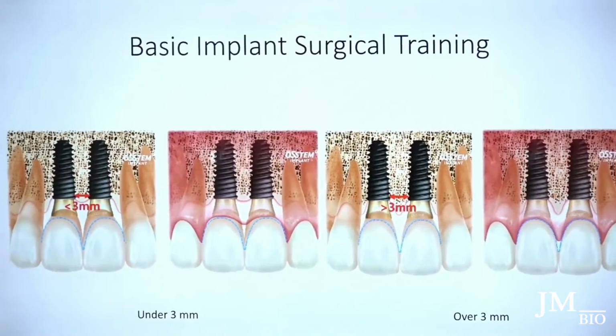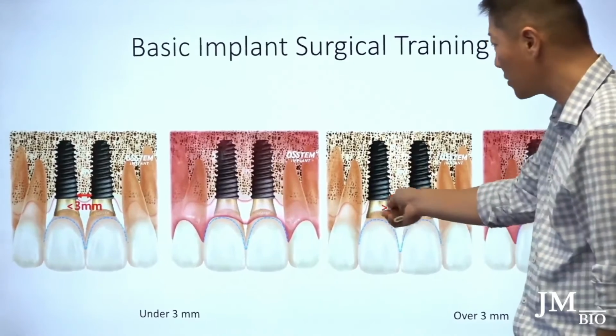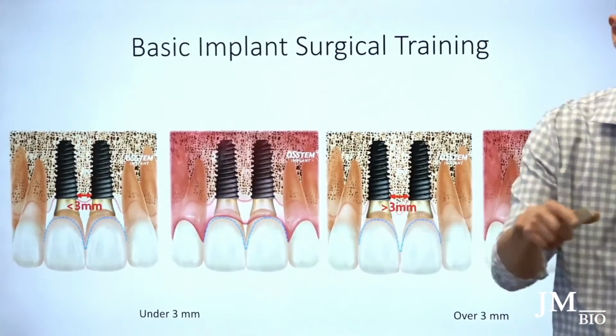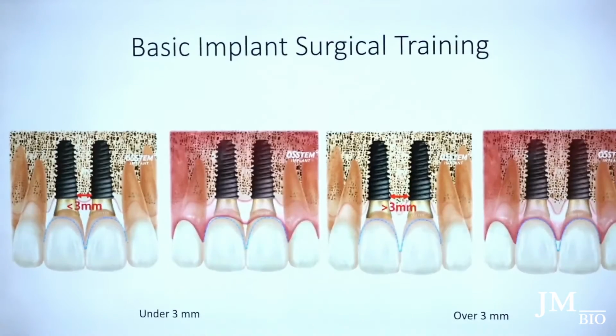If the implant is too wide or too thin, too close, or too deep, or too shallow, you lose papilla in the anterior cases. So this is where it's so critical. Anterior cases are a lot more difficult just because of that reason.